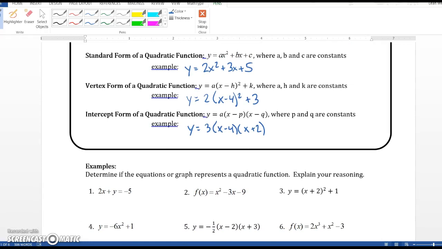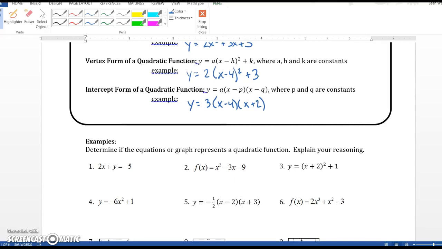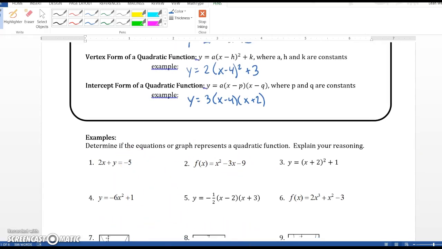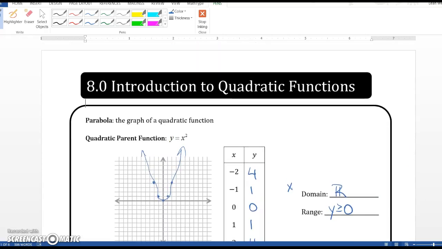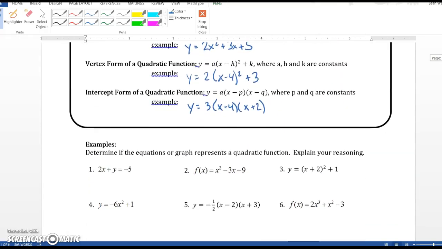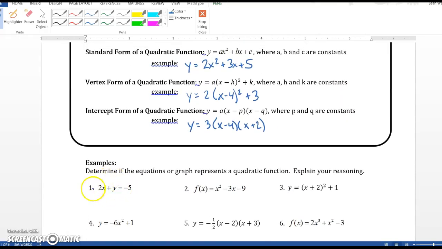Down here, you are going to determine if these represent quadratics. So you're not going to graph them yet. But just by looking at the equations, would the equation be quadratic? Based off of these formats, when you look at this one, does it look like any of these formats? It doesn't. As a matter of fact, you should know that this one is linear. So on this one it says determine if they're quadratic. You would say no, and an explanation could be linear.